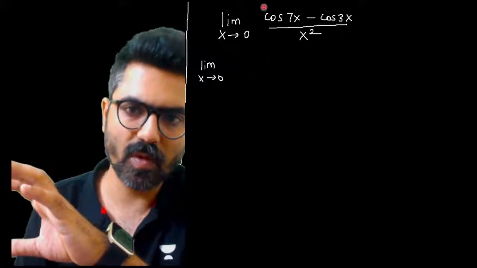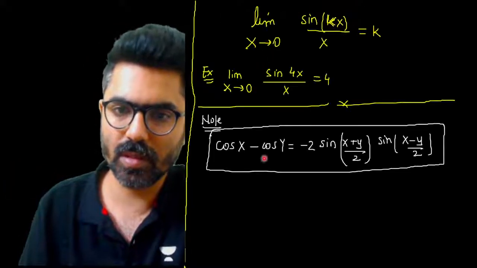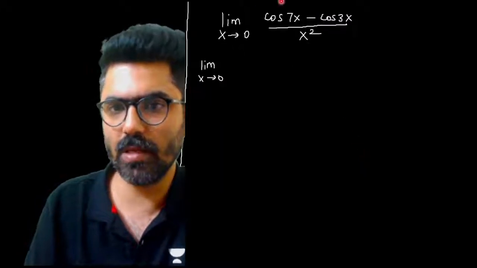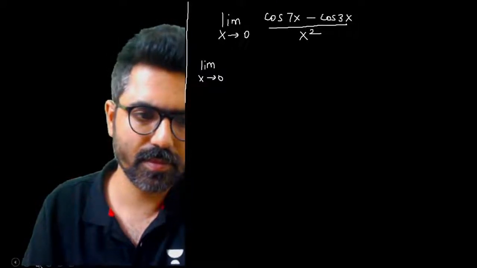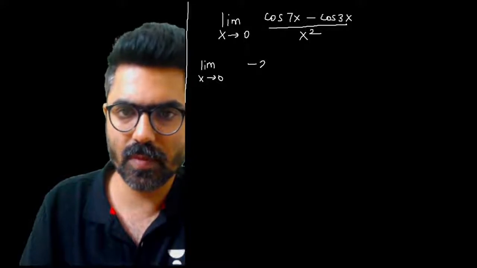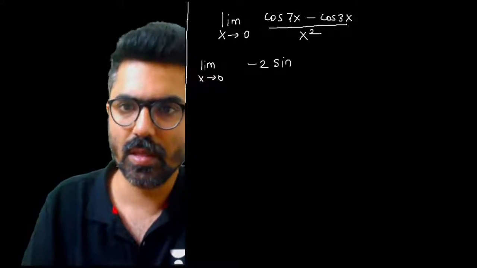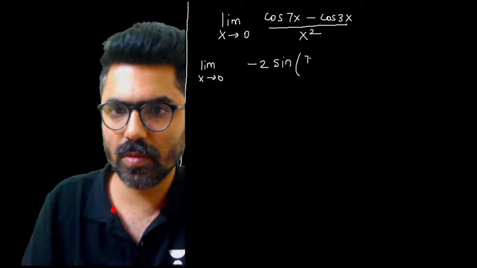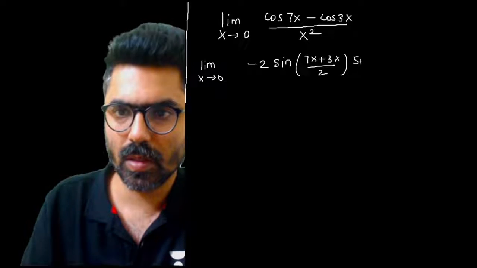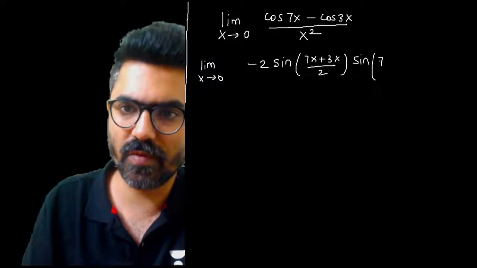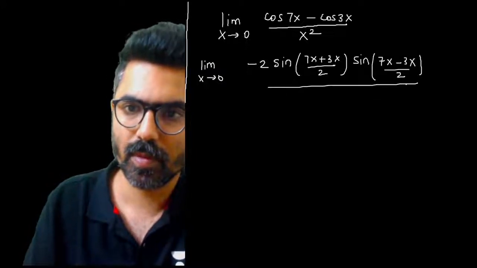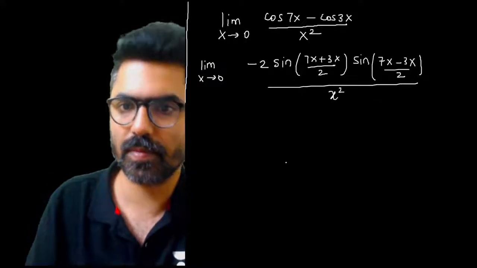So now let's apply this formula, cos x minus cos y, here in the numerator. It is minus 2 sine of the sum of these two values, 7x plus 3x by 2, into sine of the difference of these two values, 7x minus 3x by 2, whole divided by x square.